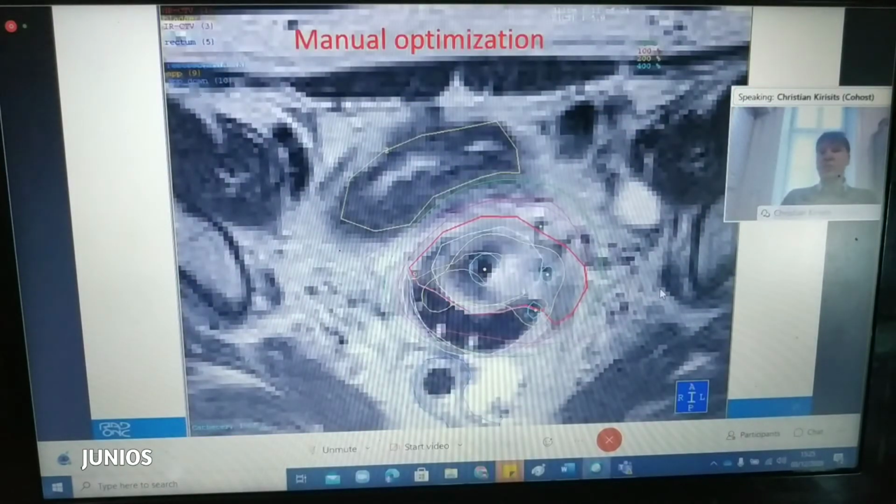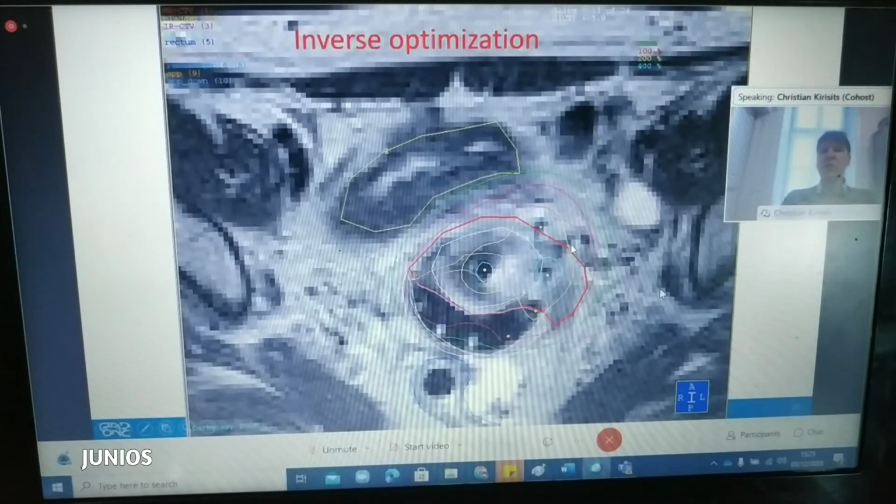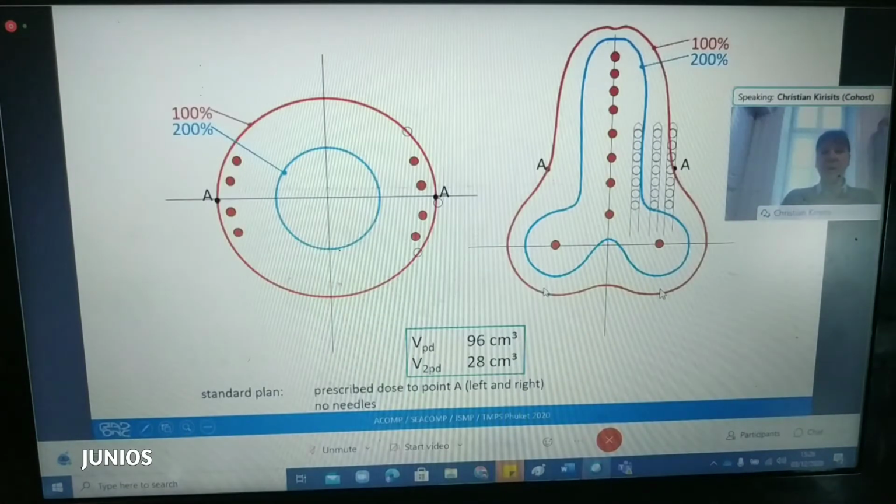And this shows, for instance, the manual plan with hotspots in the parametrium that are very, very small, and with inverse planning we have this huge hotspot. We have no clear evidence what this means, but in most European centers we are trying very much to avoid these hotspots outside of the uterus in the parametrial tissue.